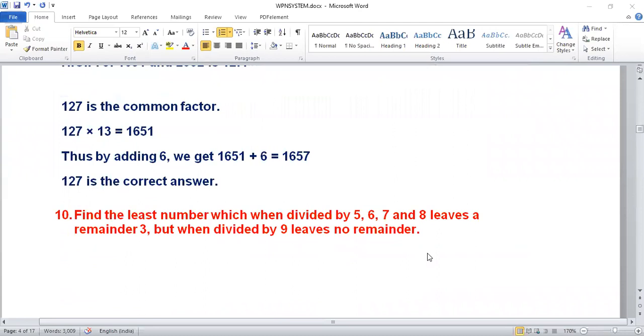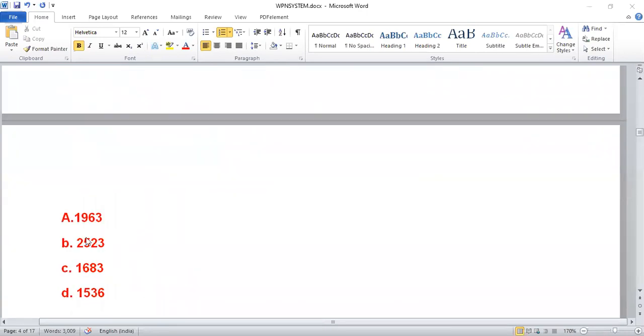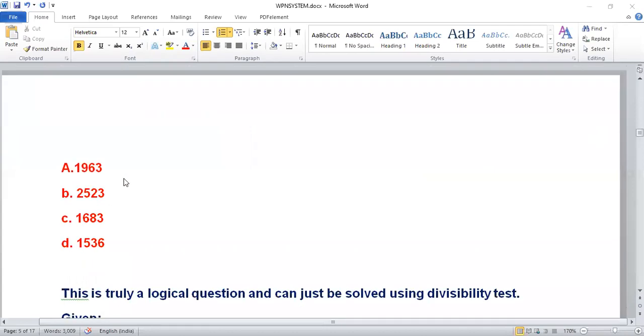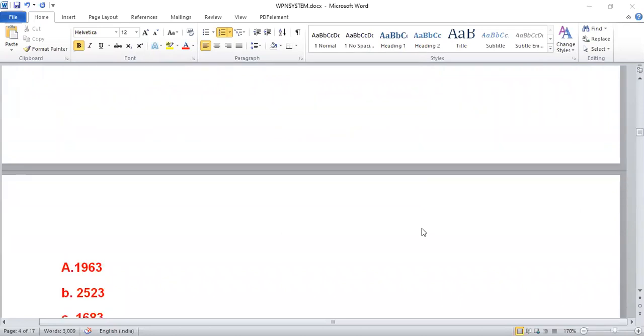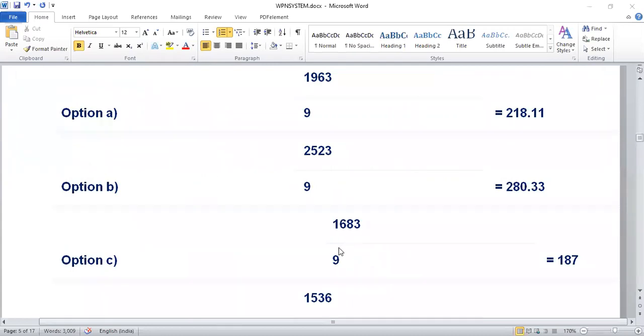Okay. Now this is a slightly different question. Find the least number which when divided by 5, 6, 7 and 8 leaves a remainder 3, but when divided by 9 leaves no remainder. See, I will let you know 2 methods of solving this question. One method is the hit and trial method. You divide by 9 and see if you are getting no remainder. If you do this way, you will notice that only 1683 is the number. When you divide it by 9, you are getting remainder as 0.